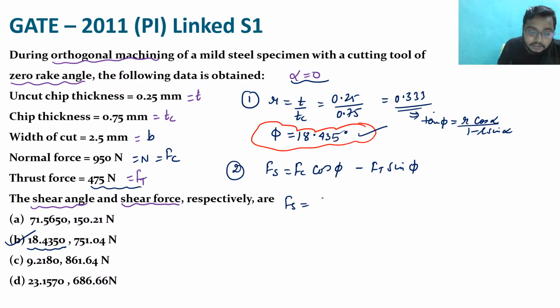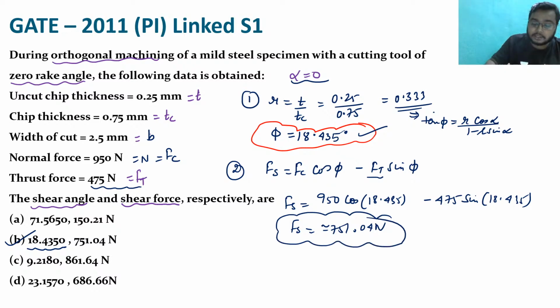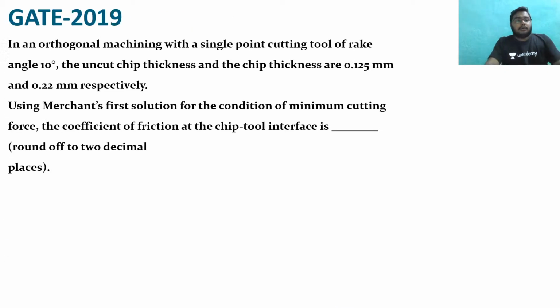Fs is equal to Fc, so you know it is going to be 950 cos of 18.435 minus Ft. What is Ft? Ft is 475, so 475 sine of 18.435, and from here you will get approximately 751.04. So I hope everything is clear. So try to solve this question.